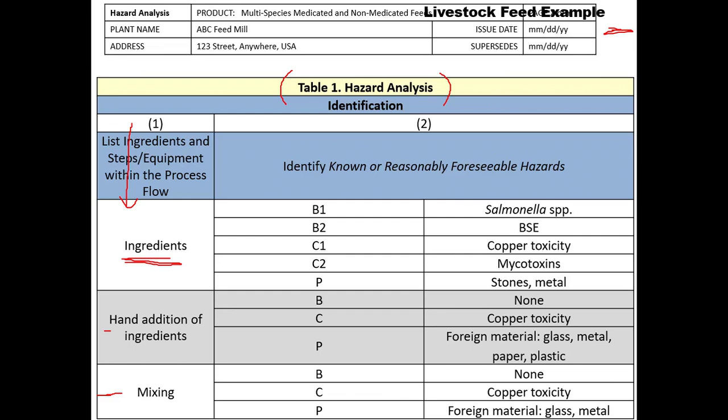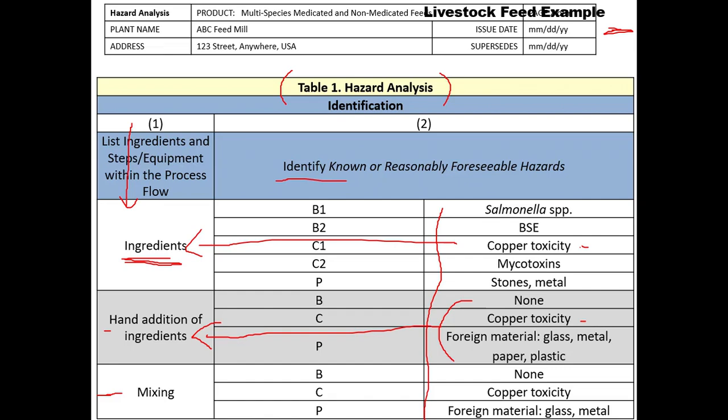From that brainstorming session, our next step is to identify the known or reasonably foreseeable hazards, listing them out. These are the known or reasonably foreseeable hazards that could be associated with my ingredients. These are the known or reasonably foreseeable hazards that could be associated with hand addition of ingredients. And you'll notice that some of them show up twice in different places. What I would encourage you to do as you're making this list in this column is to list out anything that could be introduced or where the likelihood could be increased.